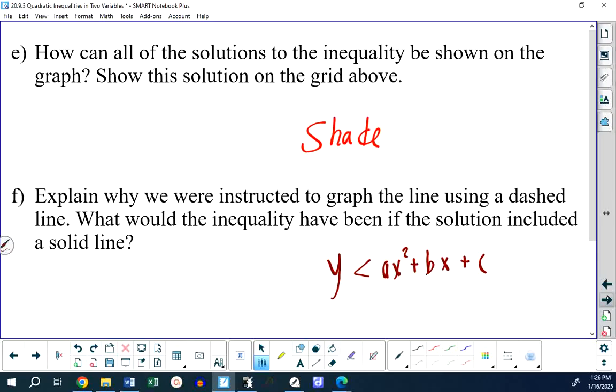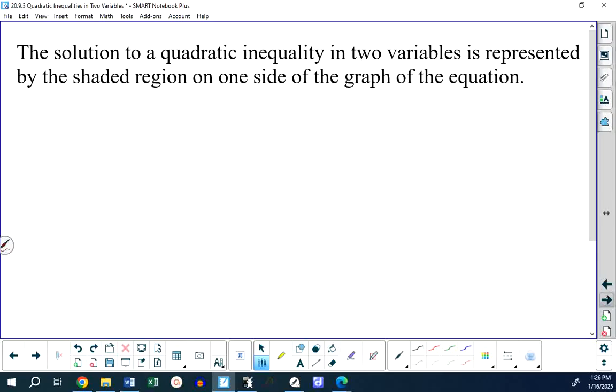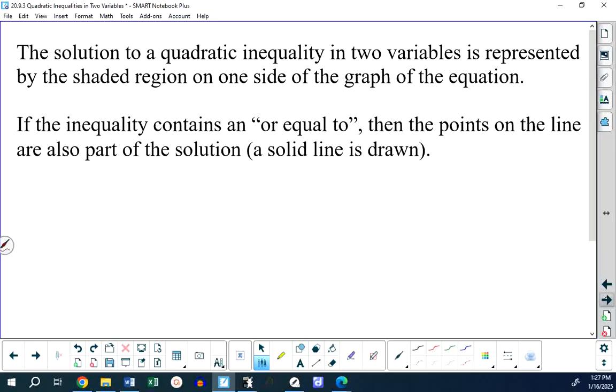But this is just a carryover from yesterday, right? Okay. In fact, in my review of this lesson, everything I'm putting here, we had yesterday, it just said the solution to a linear inequality. So the solution to a quadratic inequality in two variables is represented by a shaded region either above or below the graph. If there's an or equal to as part of the inequality, then you need to include a solid curve, because then every point on that curve is part of the solution.